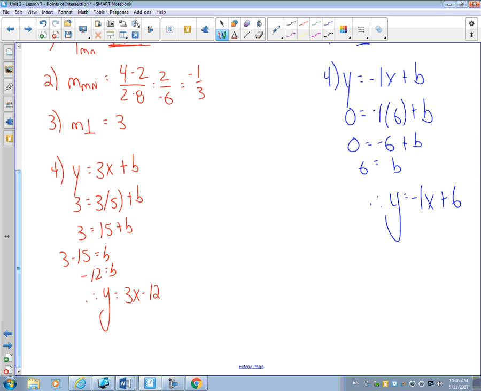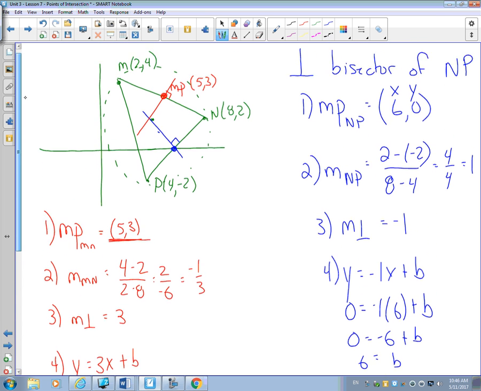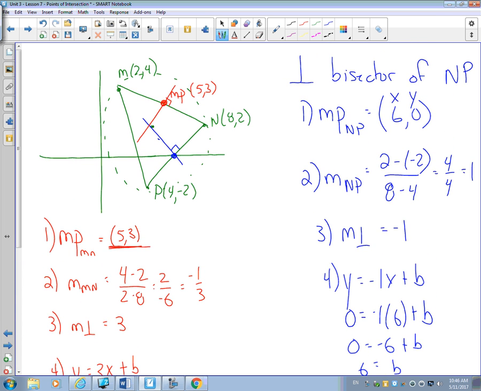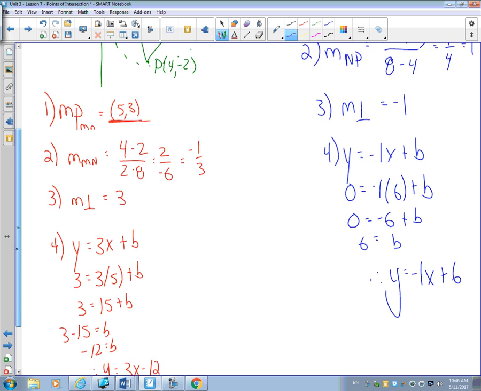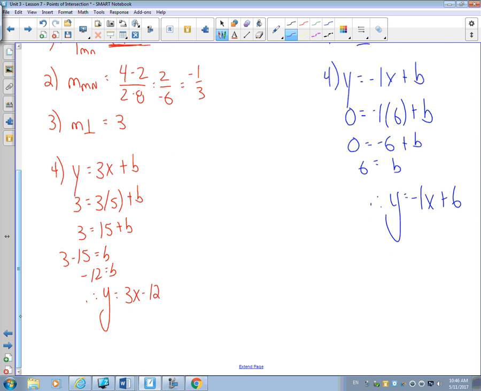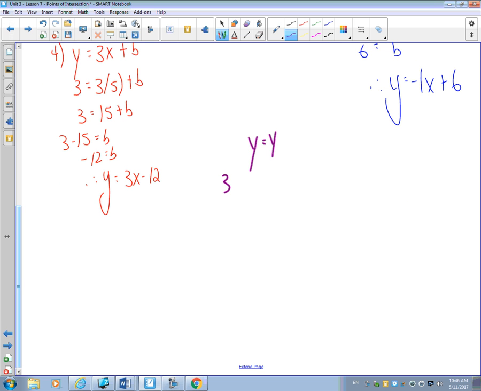Good. We got ourselves 2 equations. The question wasn't find the equation, it was find the circumcenter. The circumcenter is the point where they meet. It's right there. How do I find POIs? I take my equations and I make them equal. So y equals y. What do I got? I got 3x minus 12 and negative 1x plus 6.